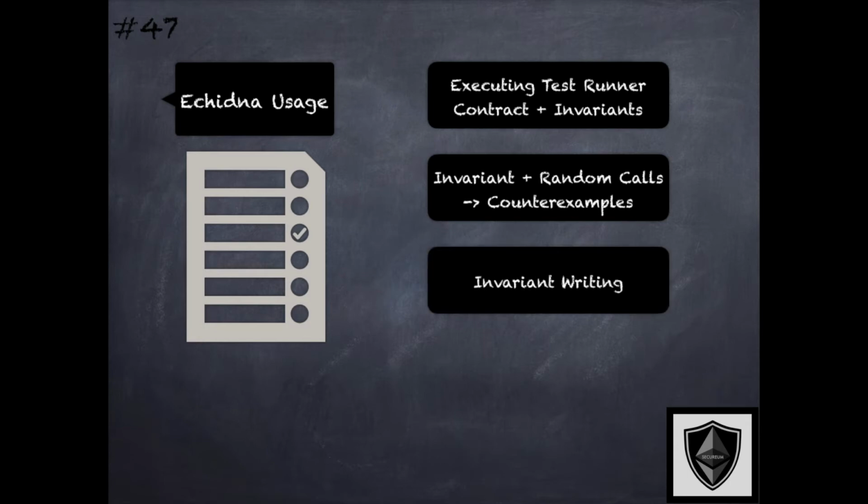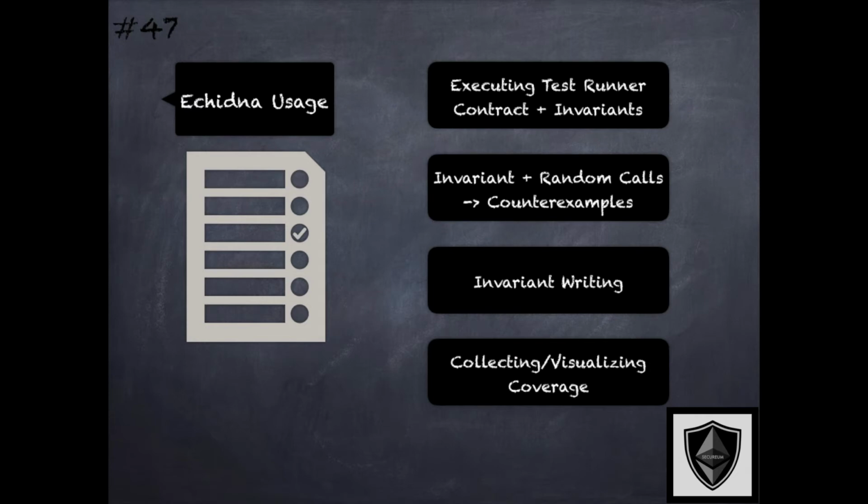The second aspect is that of writing invariants. Invariants are expressed as solidity functions with names that begin with echidna underscore. They have no arguments and they return a boolean. And the third aspect is that of collecting and visualizing coverage. After finishing a fuzzing campaign, echidna can save that coverage maximizing corpus in a special directory which will contain two entries. A directory with JSON files that can be replayed by echidna later, and a plain text file that contains a copy of the source code with coverage annotations.